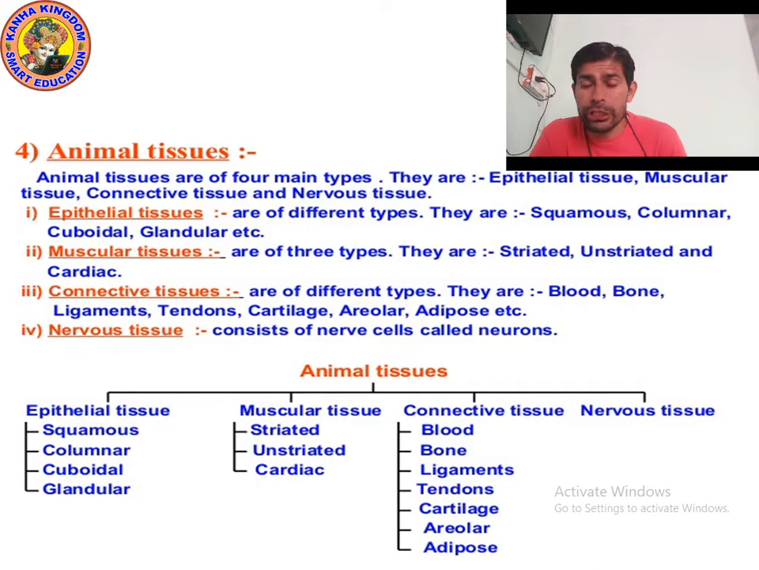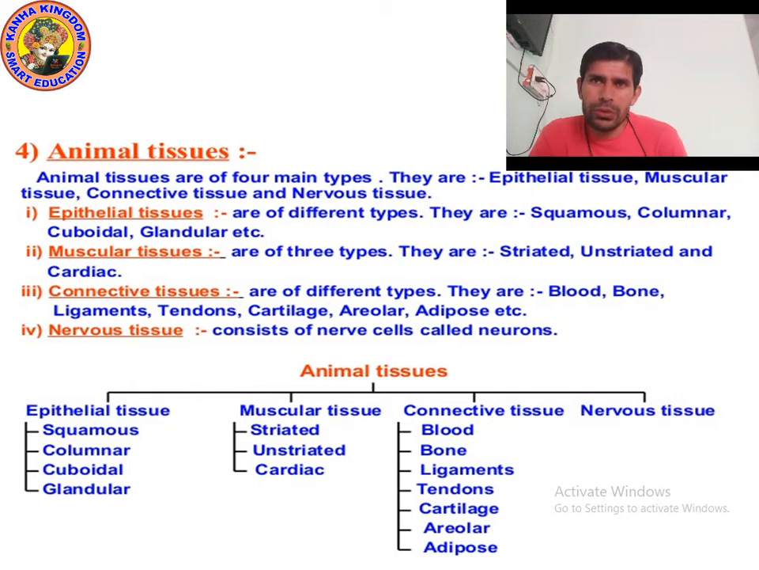Ligaments. Cartilage tissue, cartilage. Areolar. And adipose. Okay, so these are the types.